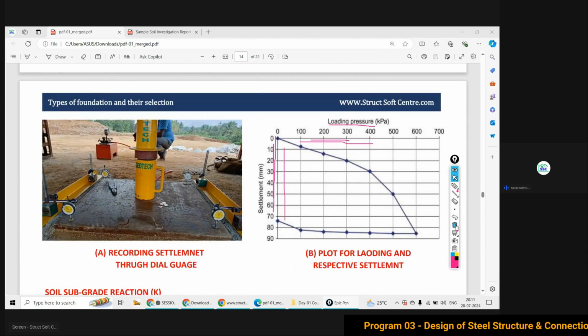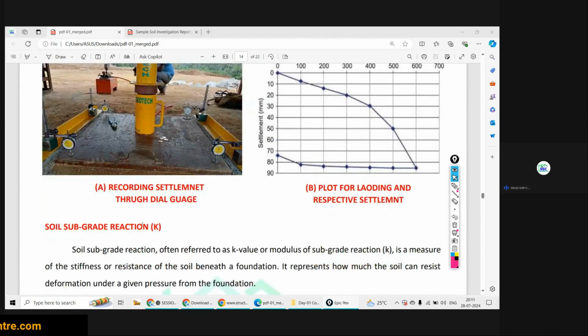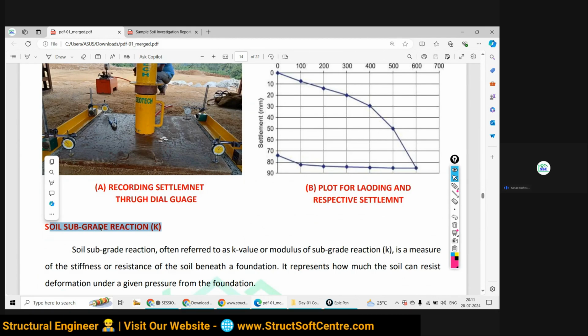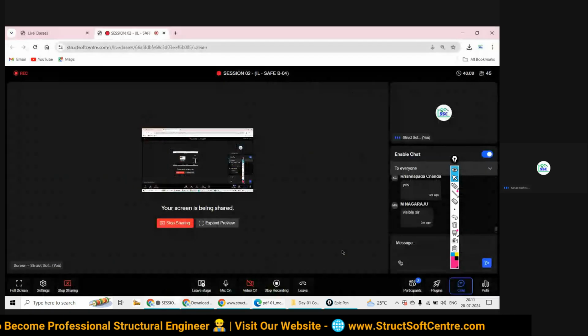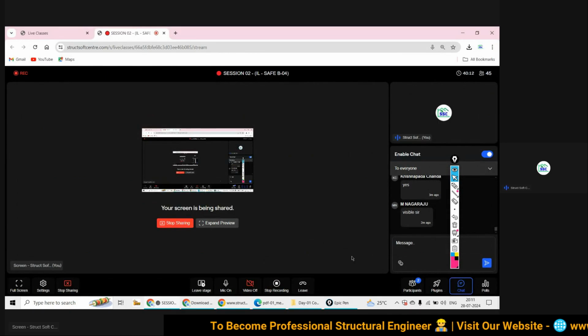So why am I discussing this point in detail? Because we have to importantly discuss the soil subgrade reaction or soil subgrade modulus. What term do we have to see? Can you repeat it once?